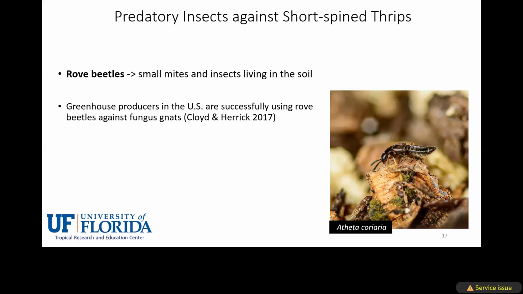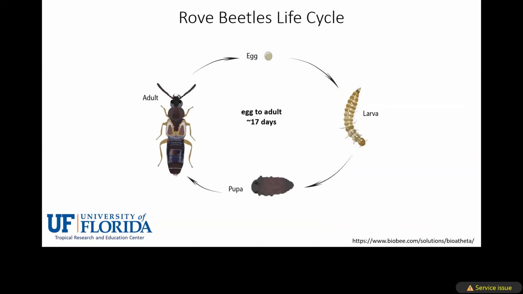So the last one that we tested was the rove beetle. As I mentioned, they live in the soil, so they prey on small insects that live in the soil. And it actually has been used by producers, by growers here in the US against fungus gnats. It's one of its favorite prey.